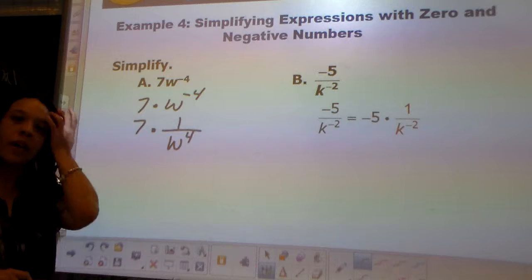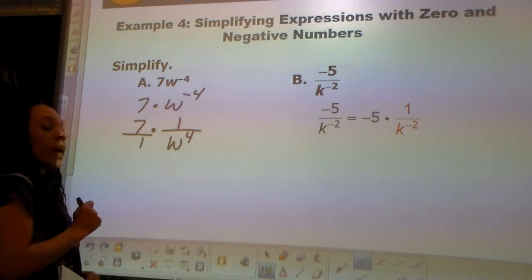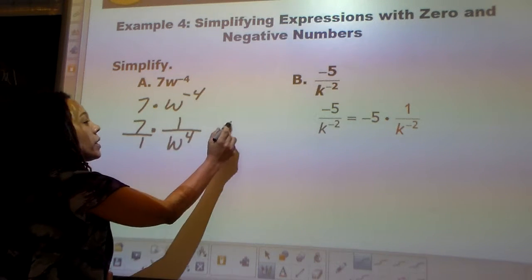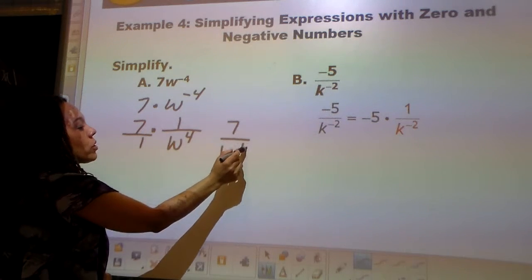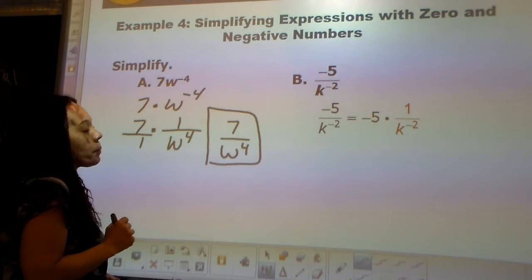Can I multiply these out? Yes, I can. Actually, every whole number can be made a fraction by putting it over 1. So 7 times 1 is 7. 1 times w to the 4th power is w to the 4th power. This is your final answer for this problem.